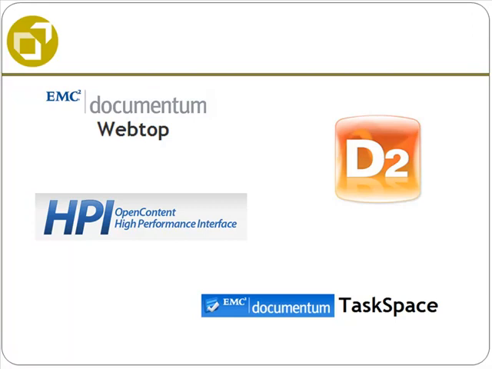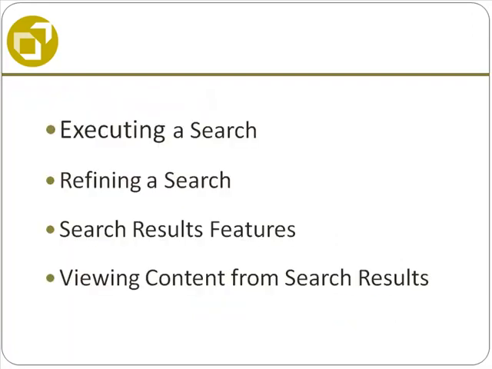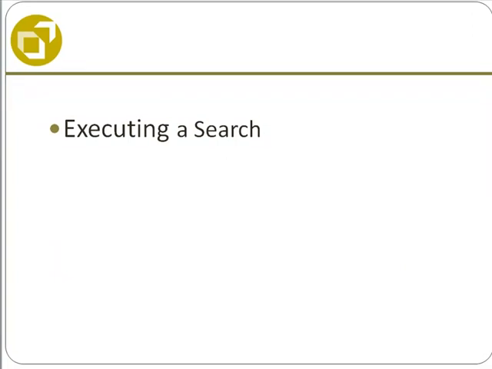One thing to note about all the applications that I'm going to be showing is that all the functionality was achieved through configuration, so there was no customization or coding done to achieve any of the functionality. For each of the 4 applications, I'll be demonstrating the similarities and differences in the processes for executing a search, refining a search once an initial search has been executed. I'll show some of the features of the search results panels in each application, as well as the process for viewing content from the search results panel. Let's go ahead and get started with executing a search.